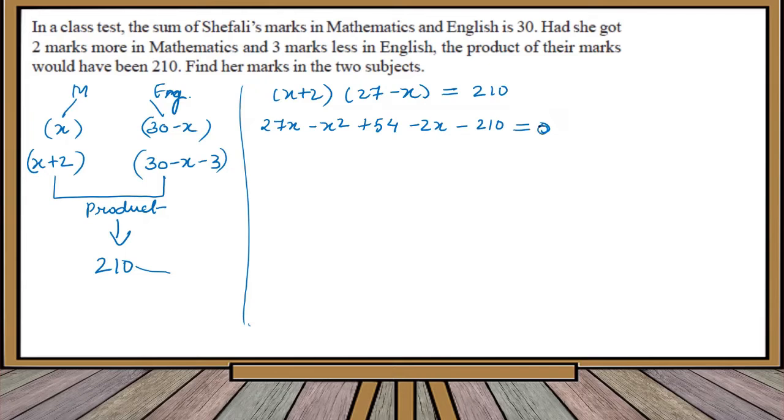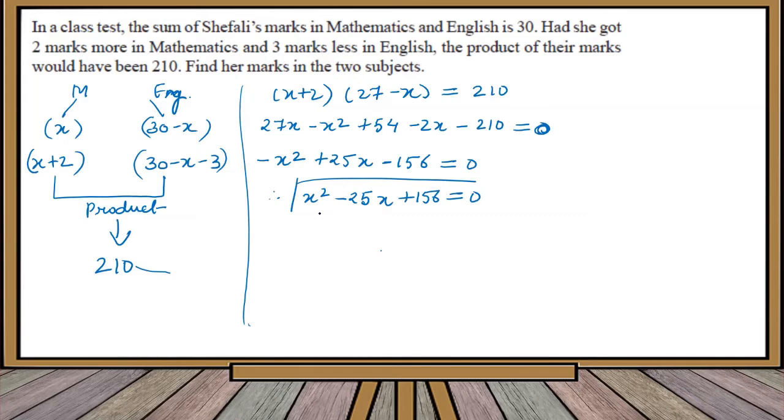We need to form a quadratic. So this is going to be minus X square plus 27X minus 2X, so plus 25X, plus 54 minus 210. So 210 minus 54, that's 156. So that's going to be minus 156 equal to 0. So I multiply by minus 1. Hence X square minus 25X plus 156 equal to 0. Now this is my required quadratic equation.